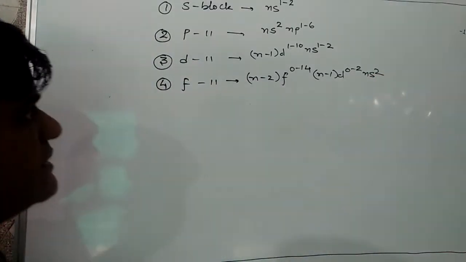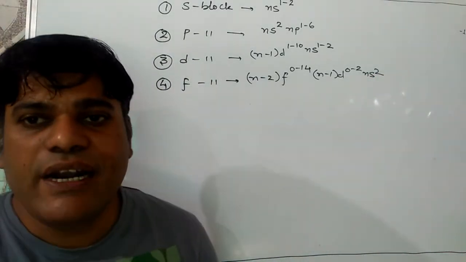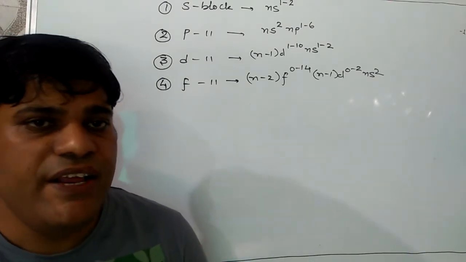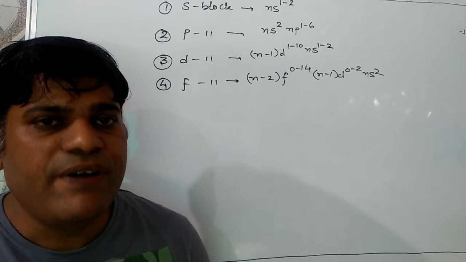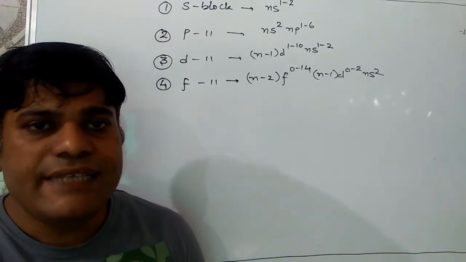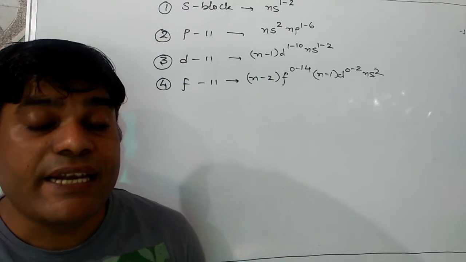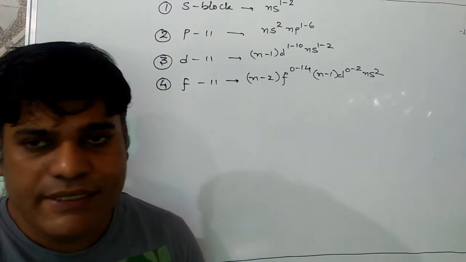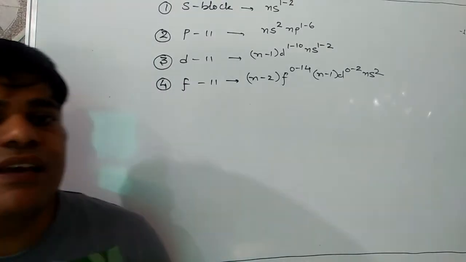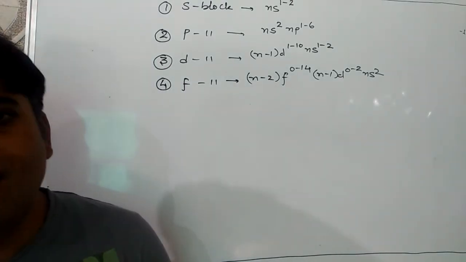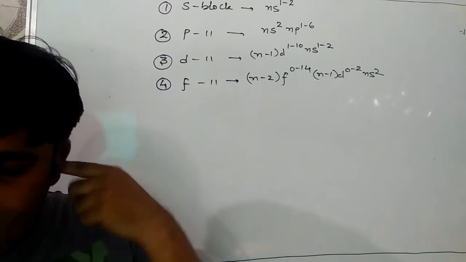And I already mentioned that S has been taken from sharp, P from principal, D from diffuse, and F from fundamental, depending on the spectrum. S and P block elements are collectively known as representative elements or main block elements, because they show all the properties of elements possible, as they include metals, non-metals and metalloids in them.